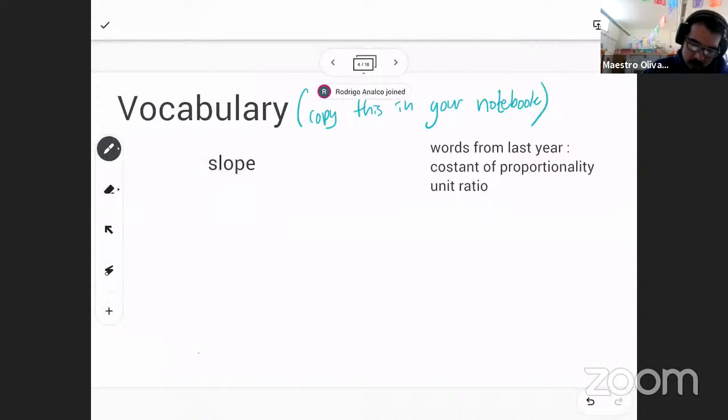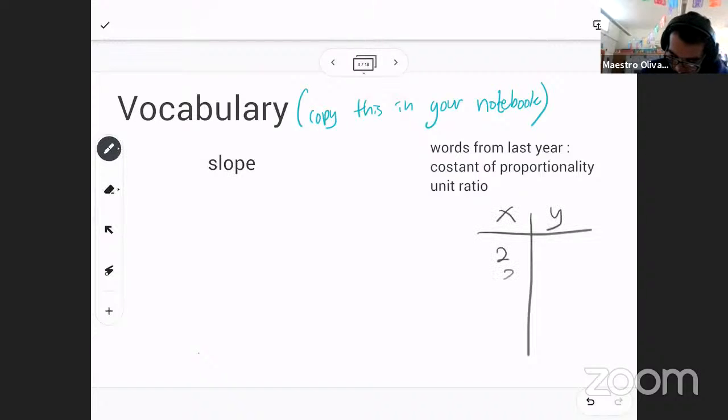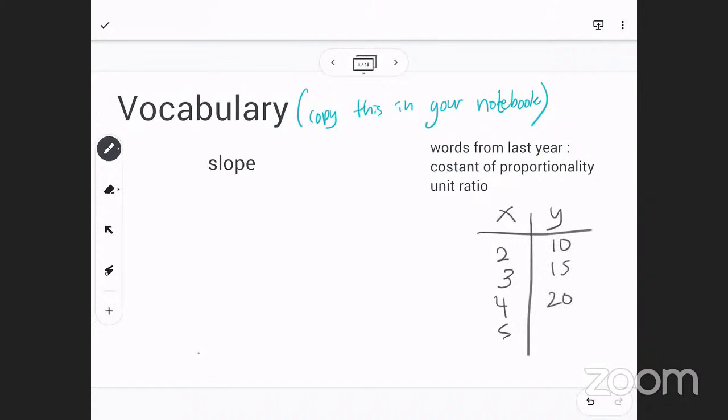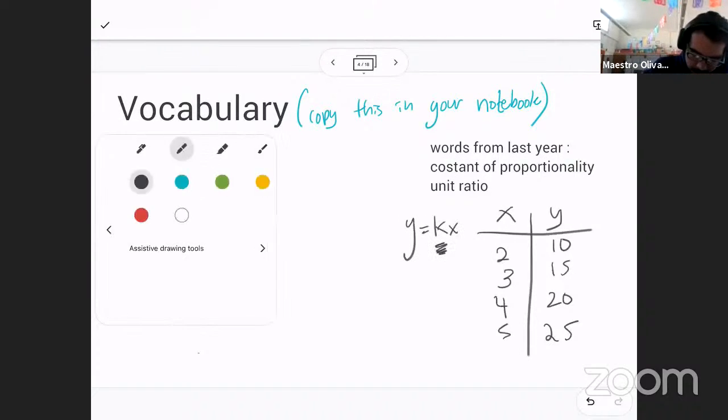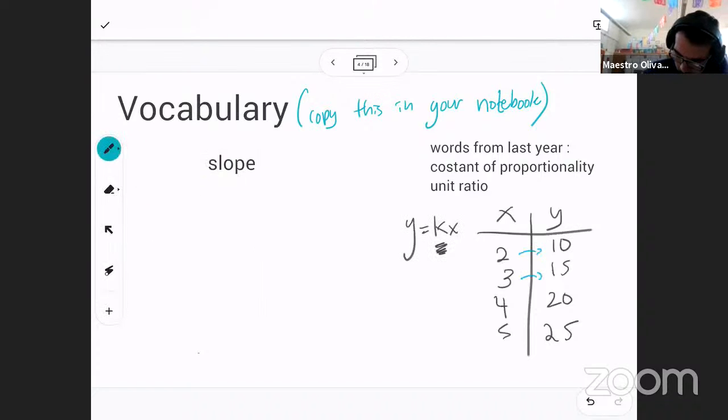Before we start talking about what slope is, two words that I want you to think about from last year: constant of proportionality and unit ratio. To refresh ourselves, suppose you have a t-table, and this is what the y values look like. If I were to ask you, what is your k right here? What is your constant of proportionality?